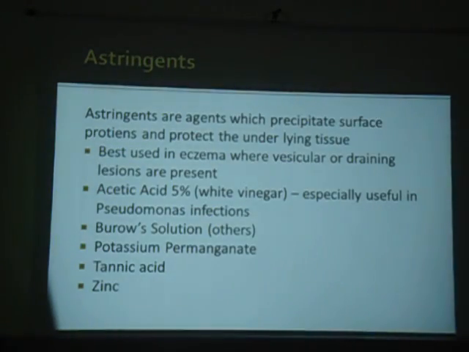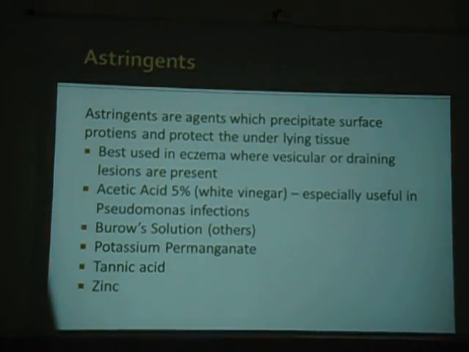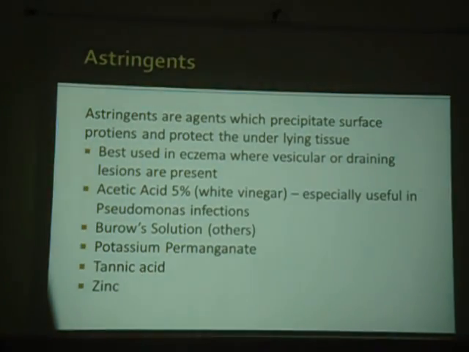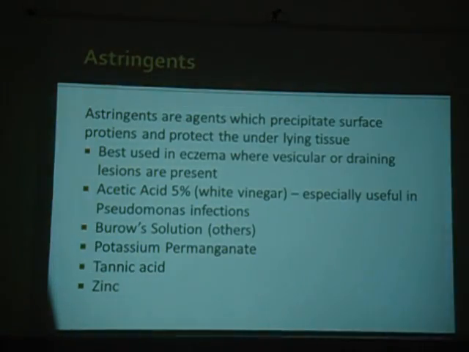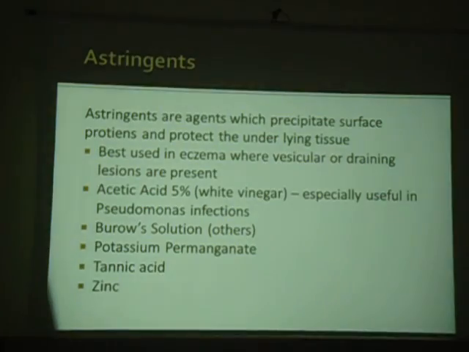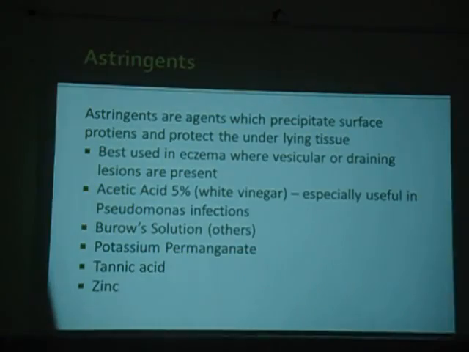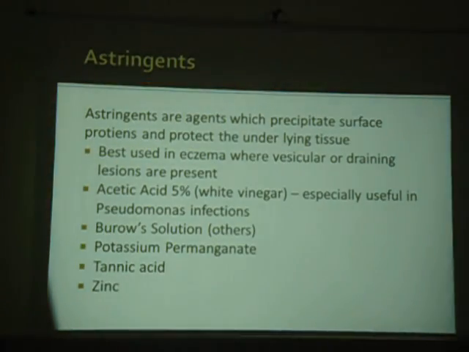Astringents are basically protective agents which precipitate the surface proteins and protect the underlying tissues. They are used in eczemas where vesicular or draining lesions are present. Chronic itchy lesions with discharge, we call eczemas. For this purpose we can use white vinegar or acetic acid 5%, and for pseudomonas infections, Burow's solution, potassium permanganate. This pink colored solution, have you seen potassium permanganate? It was used initially as a patch. It used to give a bad color to the lesions, but still it was used.